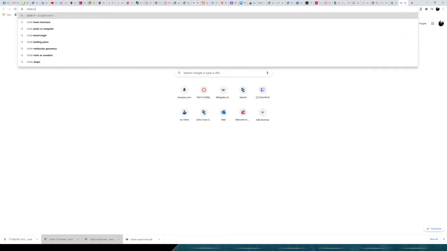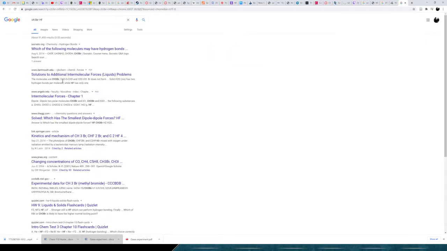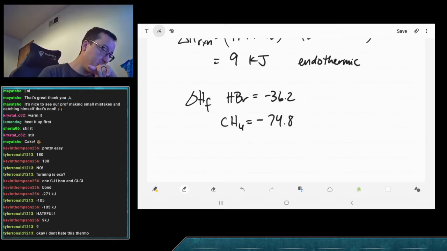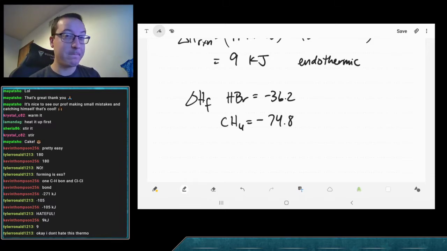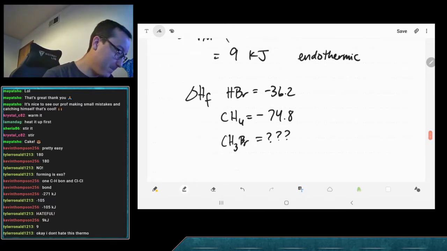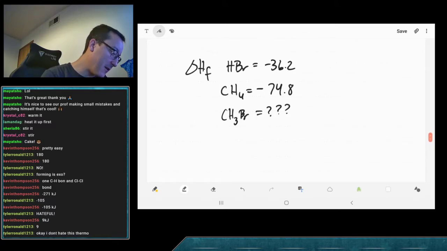CH3Br delta HF. Oh. Wow, are we going to have to do this from the beginning? Okay, you know what? This is going to take too long. So forget it. I tried. I wanted us to actually. Yes, we already know delta H reaction, right? We could solve for it if we really wanted, right?